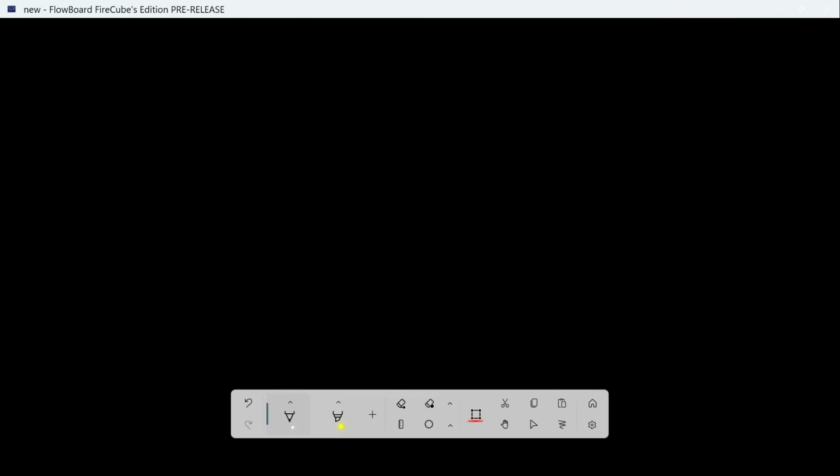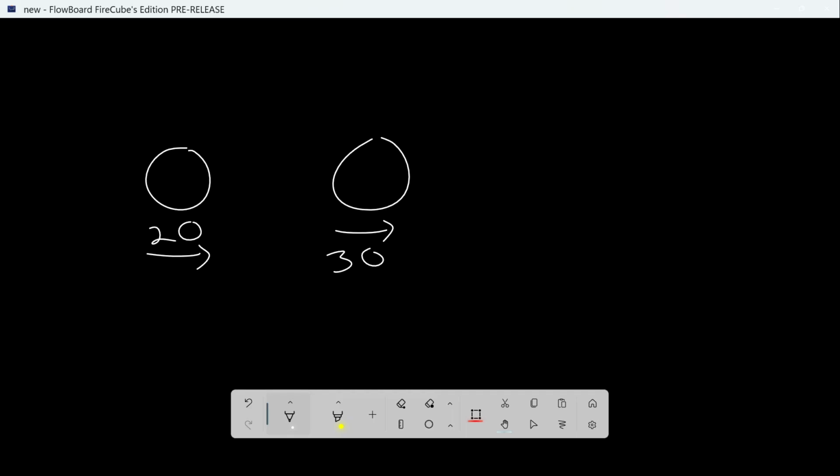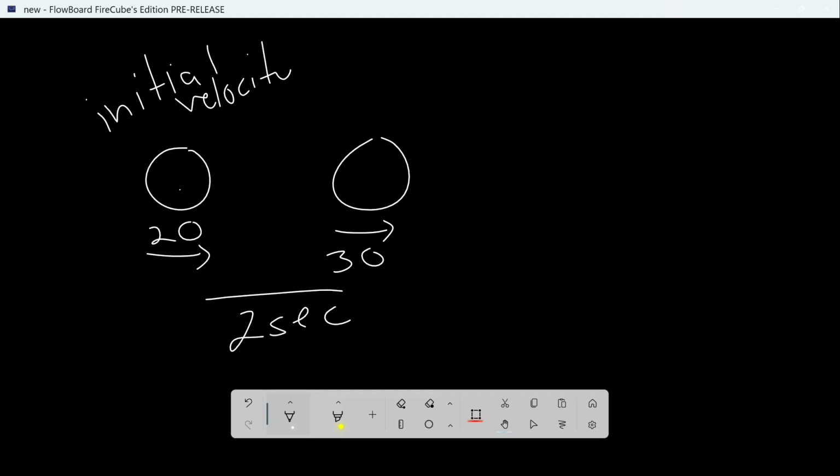So for an object moving at a certain velocity, I'm going to introduce a few new symbols, say 20 in that direction, and then this one is moving at 30 in that direction. It's the same object, but this happened over 2 seconds. I'm going to introduce a few new letters. We'll say that the initial velocity, the initial speed, the speed at the start, we are going to call that the initial velocity. And right here, we're going to call this the final velocity.